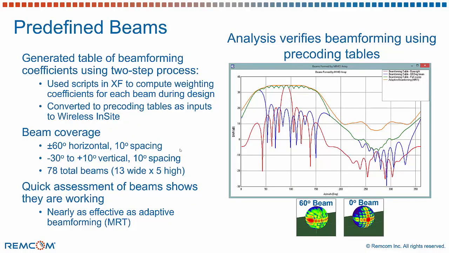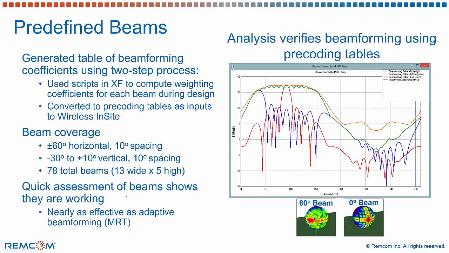So the predefined beams that Tarun talked about earlier, when we converted these into a table, we were able to use them as inputs into Wireless Insight. We then did a quick analysis in a study without any geometry in it, just placing a sphere of sensors around our transmitter so that we could evaluate the beams. So we created a table with beams that extend from plus or minus 60 degrees in the horizontal direction and from minus 30 to positive 10 degrees in the vertical direction, each with 10-degree spacing. This gives us a total of 78 beams, 13 beams wide by 5 beams high.